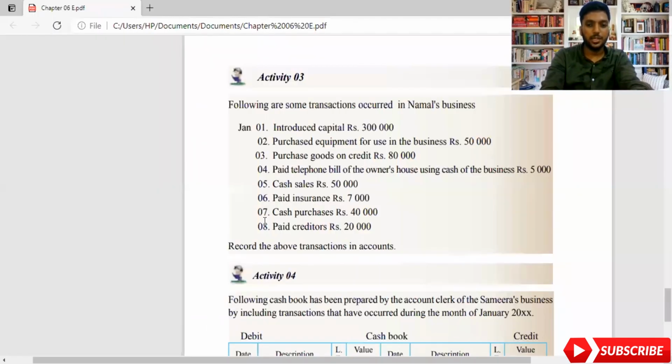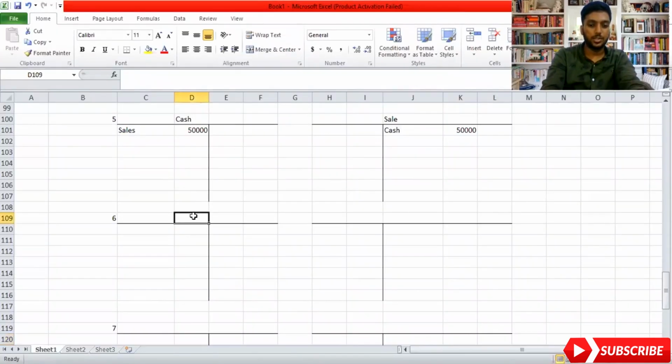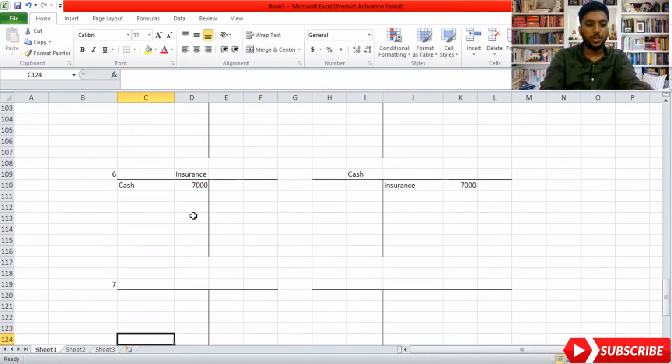Adjustment number 6 says that paid insurance 7,000. So insurance is an expense payment. So if any expenses increases, what would happen? So we'll say insurance expense, right? Your money will go out of your business. So cash account will become credit. Right here, cash will go out by 7,000, and insurance expense is paid by 7,000. So insurance increases the debit because it's an expense. Right here, cash. Adjustment number 7.